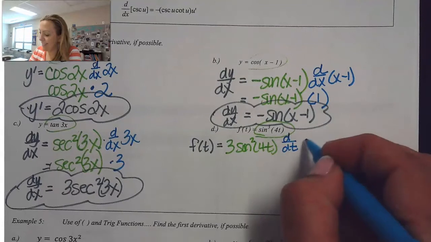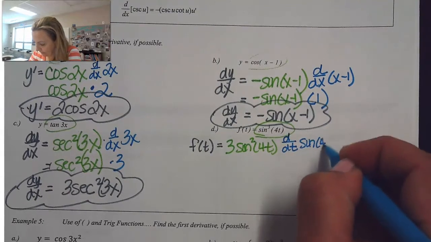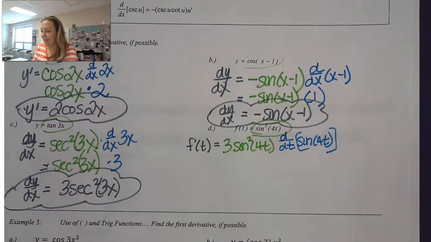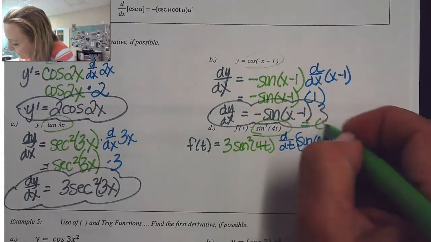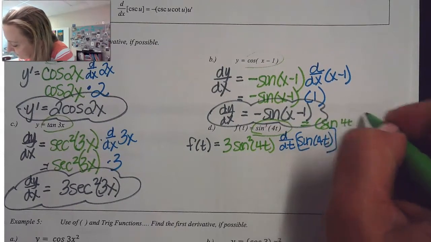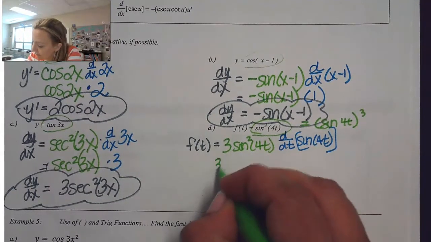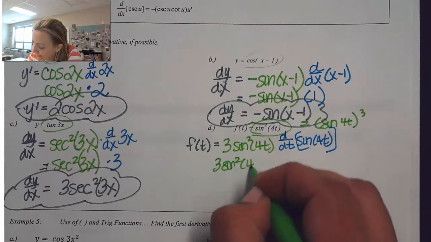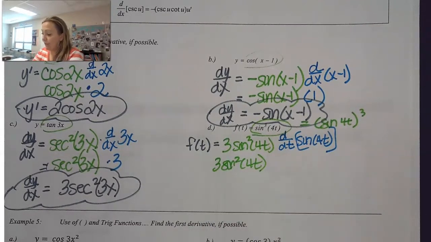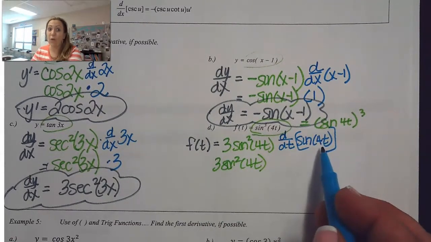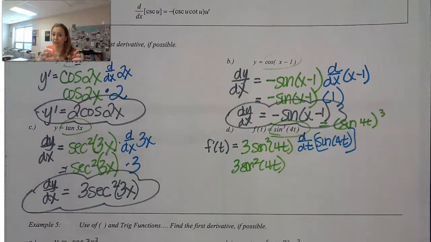of sine of 4t. Okay, that's what we were cubing, right? This was the sine of 4t all cubed. So that means that our inside function wasn't 4t, it was the sine of 4t in that piece there. So again, I have this 3 sine squared 4t, and now I want to take the derivative of the sine of 4t. Well, here's the thing, there's an inside function there.